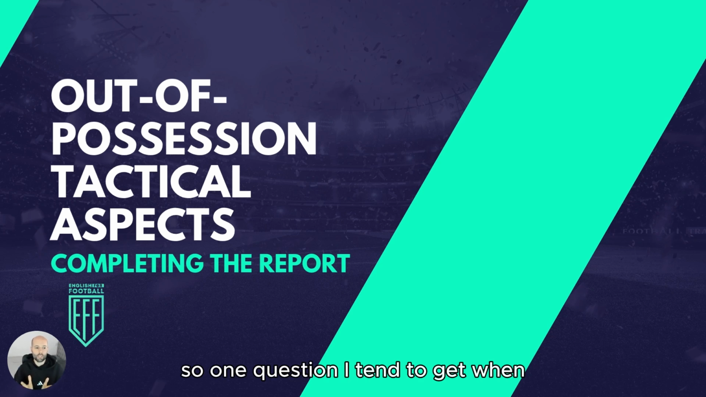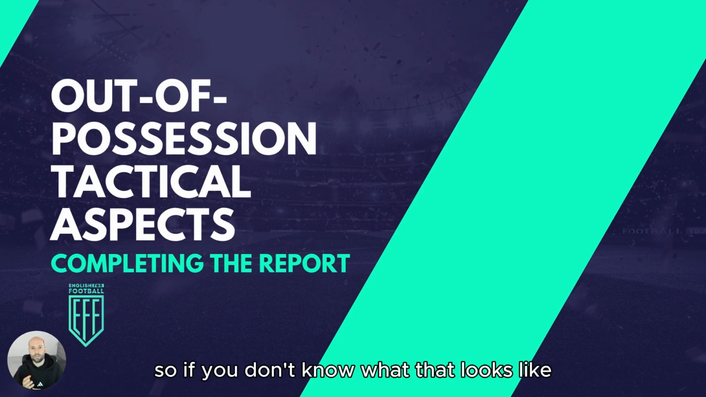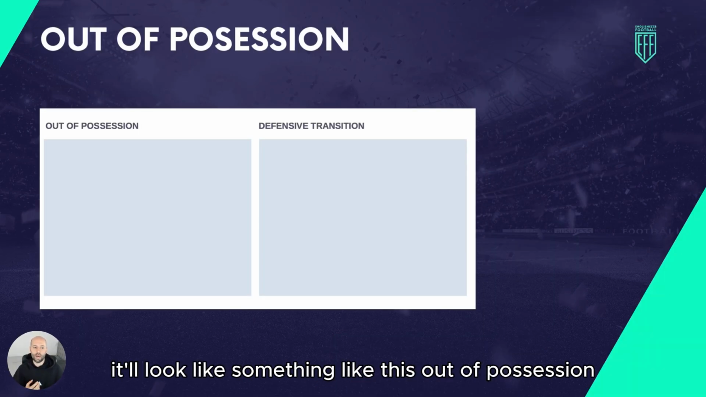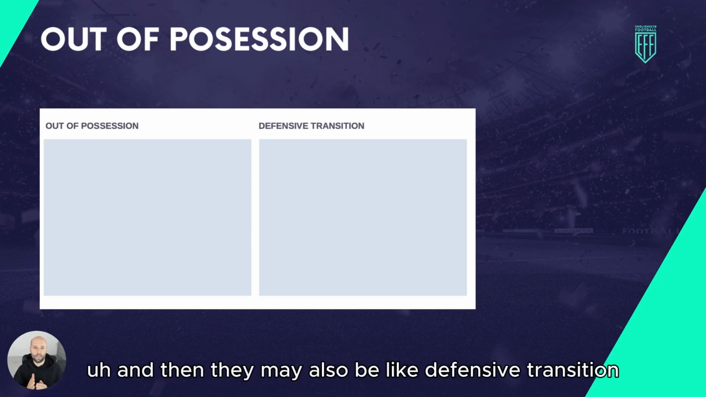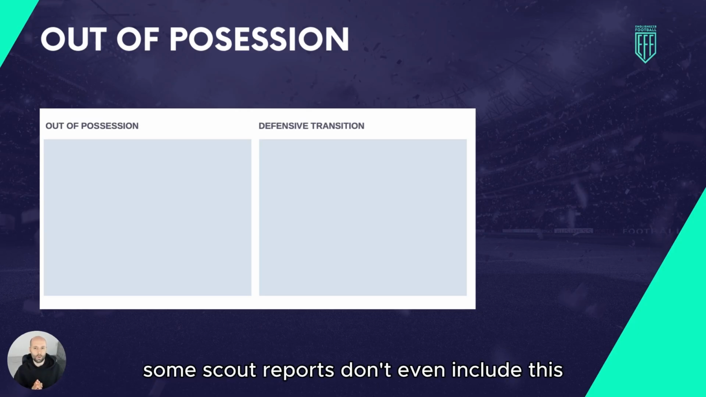So, one question I tend to get when writing scout reports from scouts is what do you include in the out of possession section? So, if you don't know what that looks like, it'll look like something like this: out of possession. And then there may also be defensive transition. Now, not every single scout report has this. Some scout reports don't even include this.